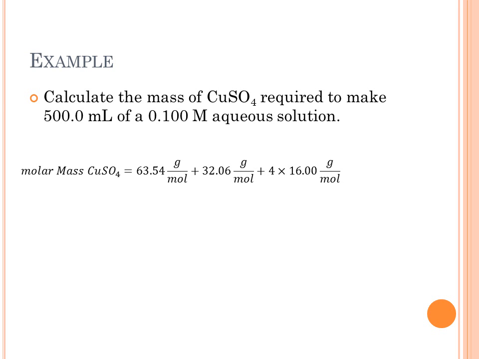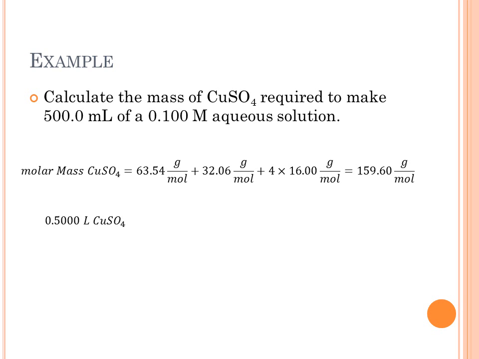So we're going to calculate the molar mass of the cupric sulfate: 63.54 grams per mole for the copper, plus 32.06 grams per mole for the sulfur, plus 4 times 16 grams per mole for the oxygen, giving us a total of 159.60 grams per mole for the cupric sulfate.